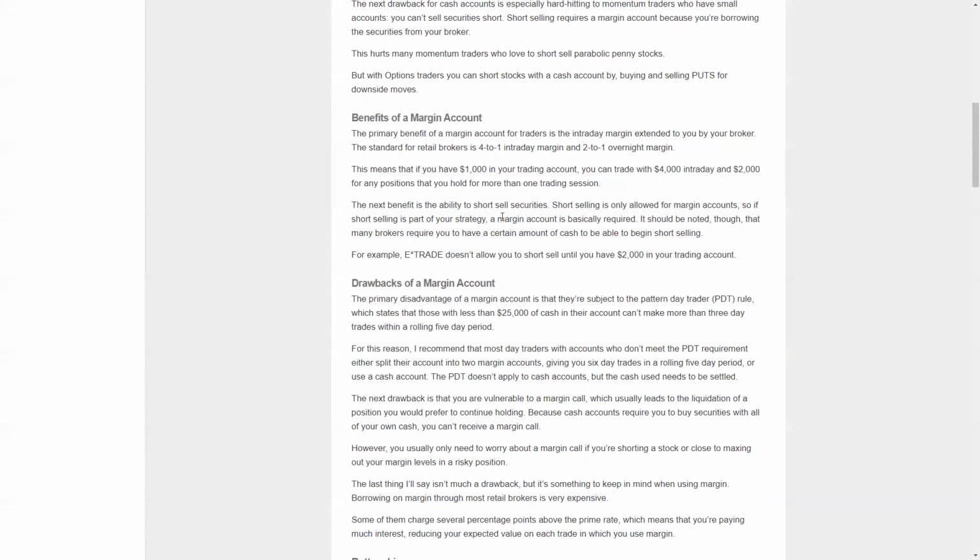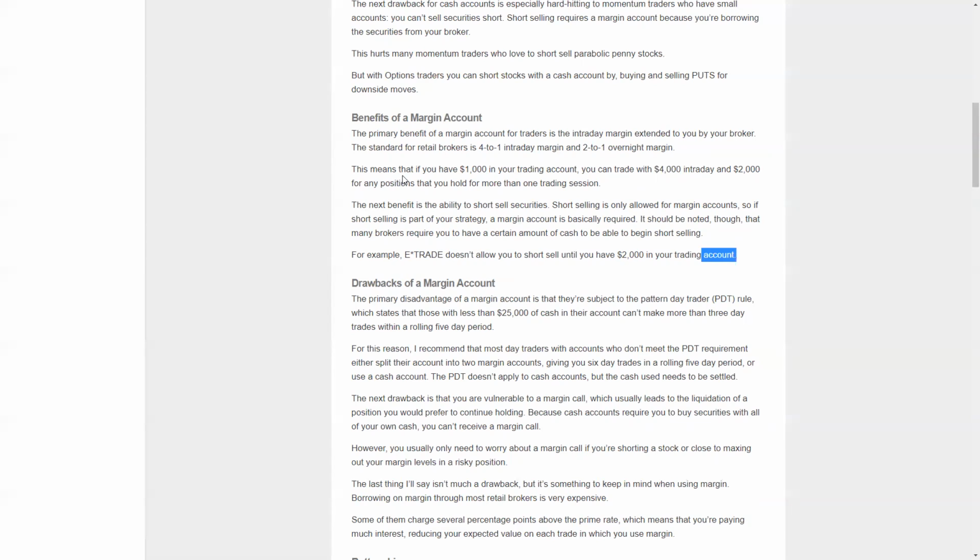Now, the next benefit is the ability to short sell securities. Okay, short selling is only allowed for margin accounts. So if you short sell as part of your strategy, a margin account is basically required. It should be noted, though, that many brokers require you to have a certain amount of cash to be able to begin short selling. For example, E-Trade doesn't allow you to short sell until you have $2,000 in your trading account. I talked about Robinhood in the beginning. They don't allow short selling, period, even with their margin account.